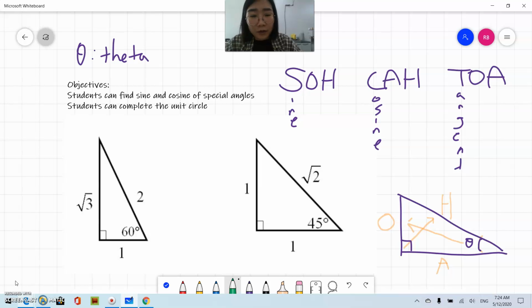So then, if my theta was here, let's say this is theta prime, my opposite would be the adjacent for the purple angle. And then adjacent would be the opposite for the purple angle, but the hypotenuse will remain the same. So then we have seen the 30, 60, 90 triangle and the 45, 45, 90 triangle, right? What you need to remember is the ratio.